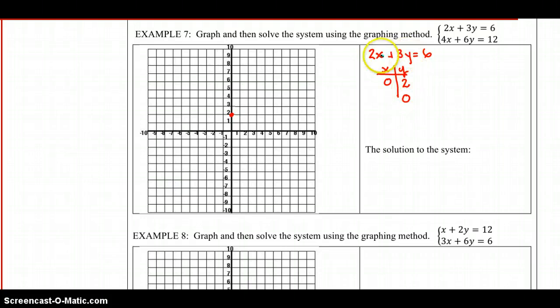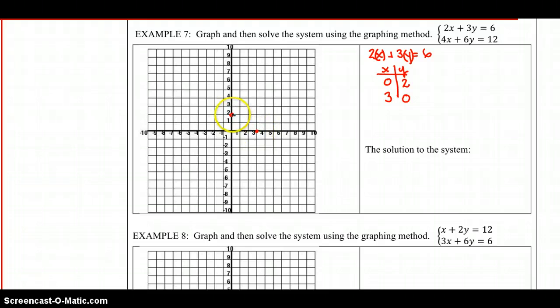Now, if we think about putting some parentheses around these variables, and substitute 0 in for y, we get 3 times 0, which is 0. So we get 2x has to equal 6. So 2 times something has to be 6. That something is 3. So on the x-axis, we have a point at 3.